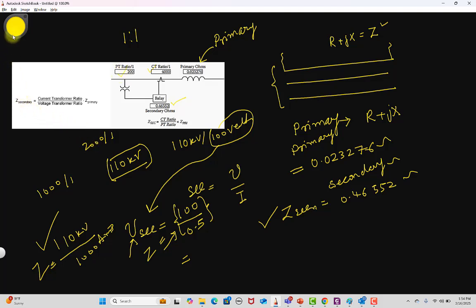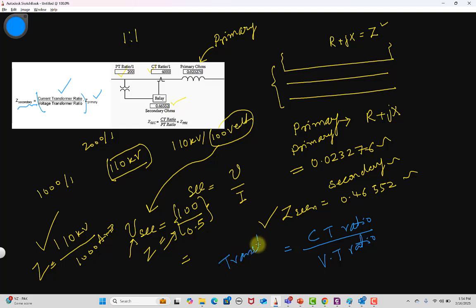So if you want to find out the secondary value of impedance, then you need to multiply the primary impedance by the CT ratio divided by the VT ratio. In this way you can directly calculate the reflected or secondary impedance if you know the primary impedance. So this factor, the CT ratio by VT ratio, is called the transformation ratio.